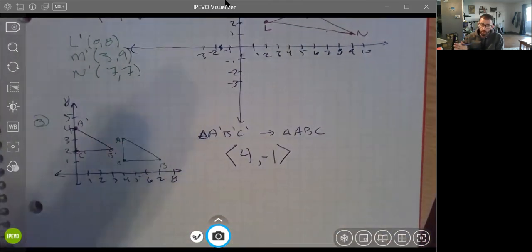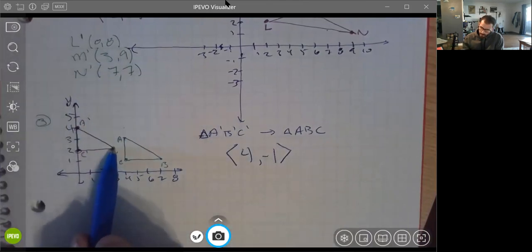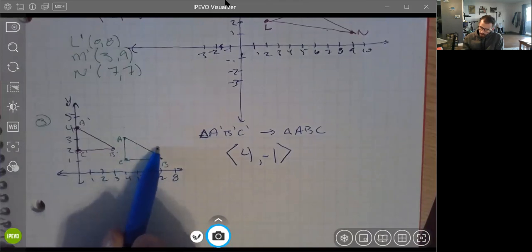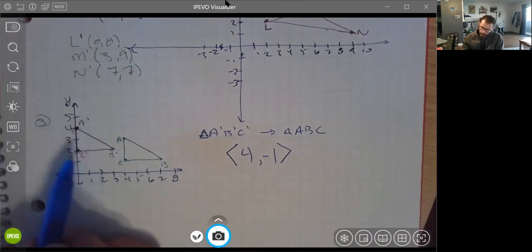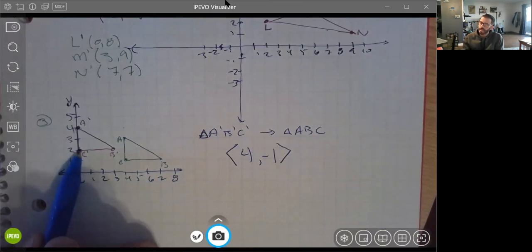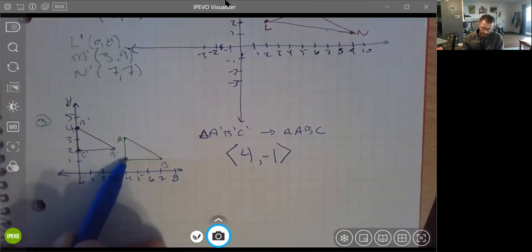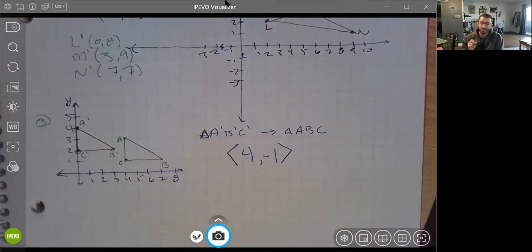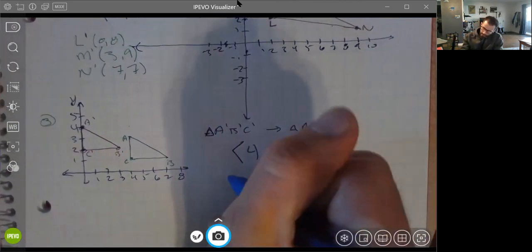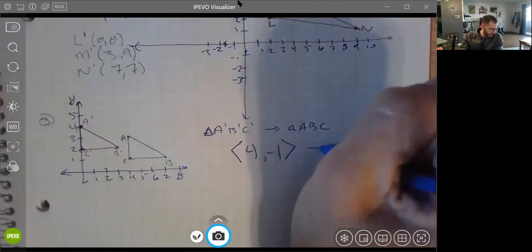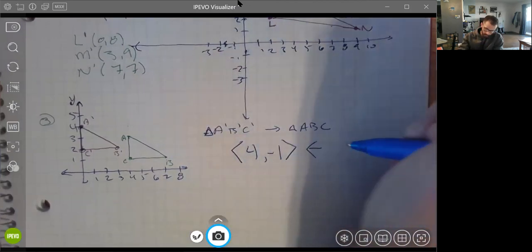Let's double check. If it works for B prime to B and C prime to C, we're good. From B prime to B, did we go right 4? 1, 2, 3, 4, and down 1? Yes, we did. And let's just double check C prime, but visually, you probably have a good idea that we're right. 1, 2, 3, 4, and down 1. Oh, but you know what? I misread it. It doesn't say write it in component form. It just says to write a rule. So wait a second. The rule is, this would be component form.